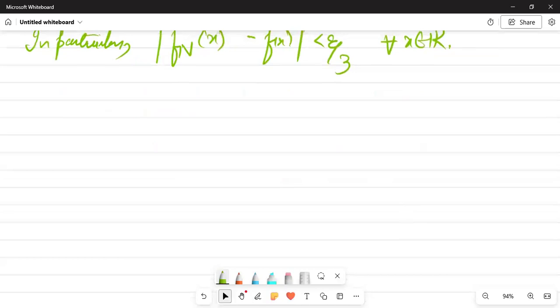In the second part, we use this fN. We know that each fn is uniformly continuous. So in particular, this capital N, fN, is also uniformly continuous.